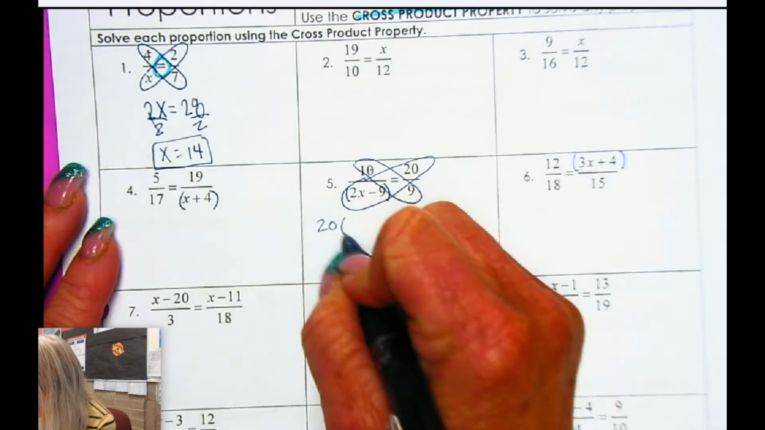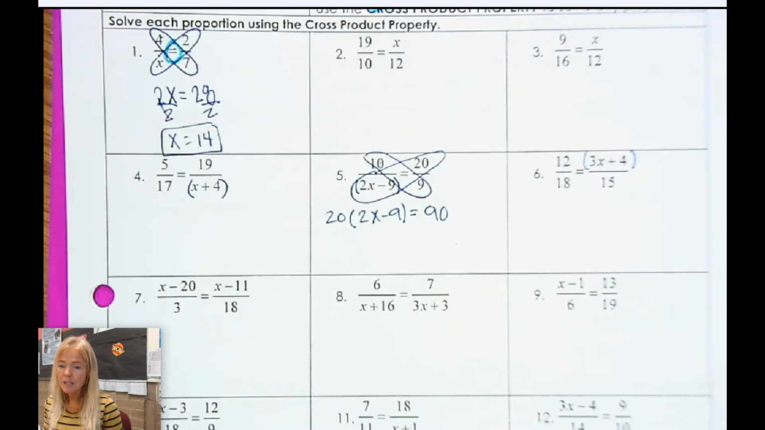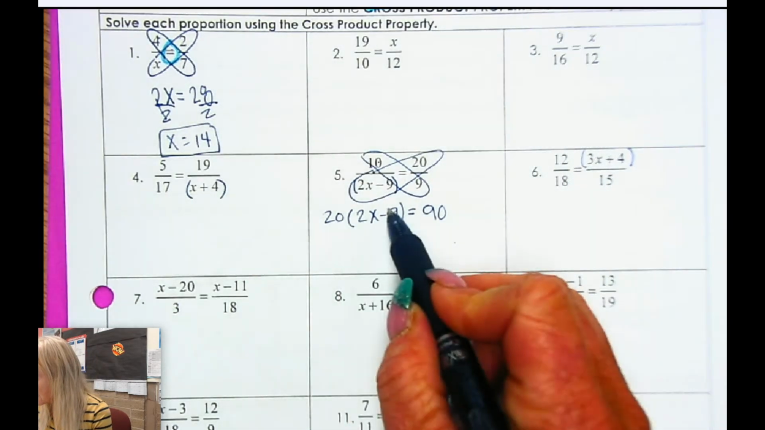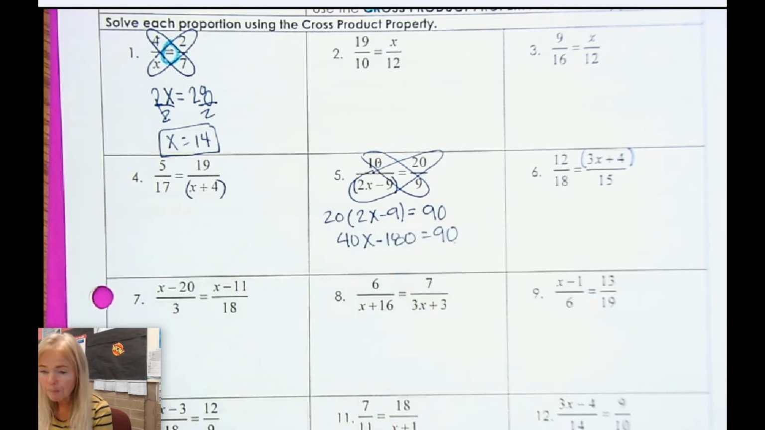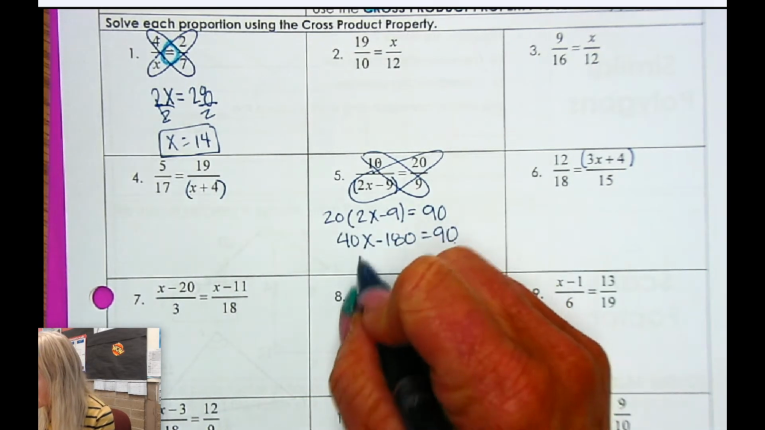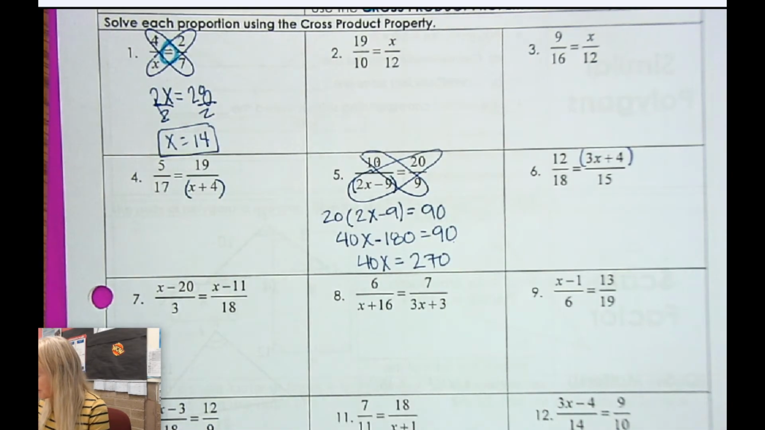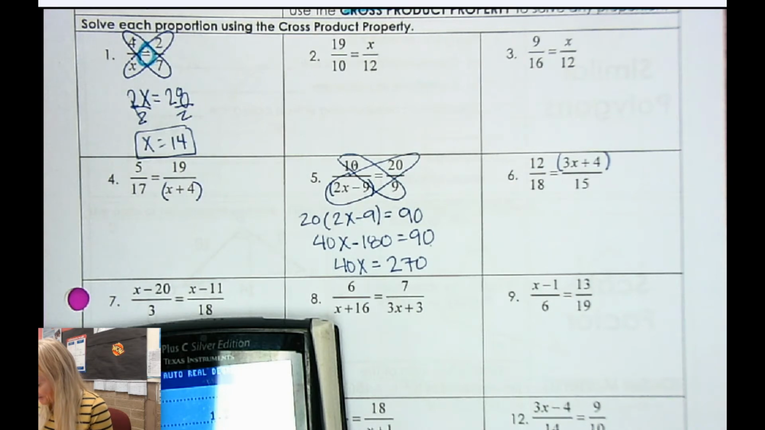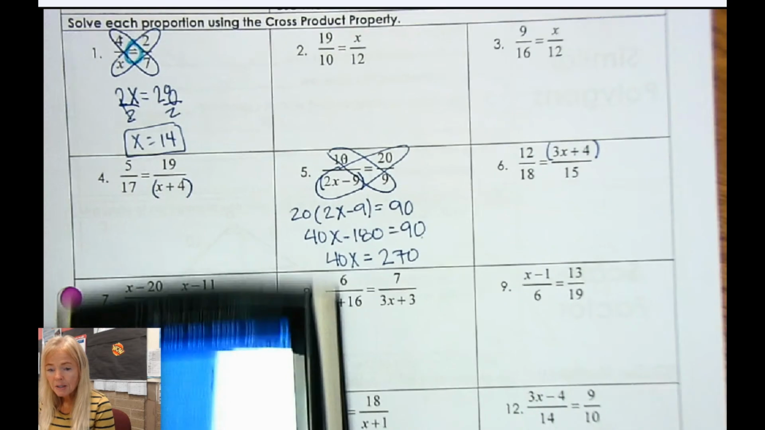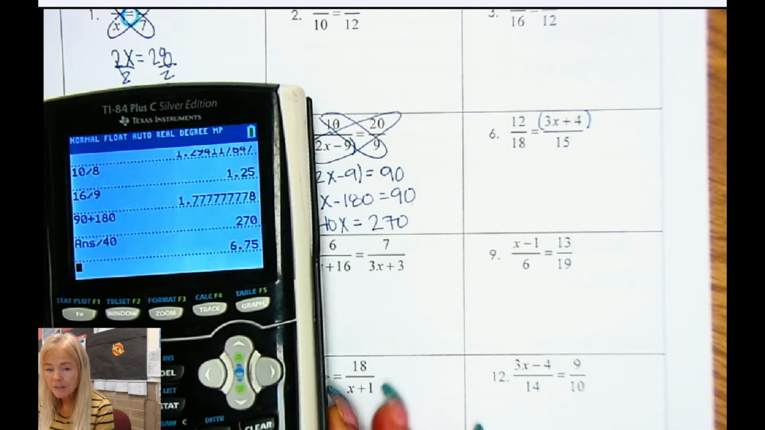So that means 20 times 2x minus 9 is equal to 10 times 9, which is 90. And then you'll multiply the 20 through. So 40x minus 180 is equal to 90. And then add 180. 40x is equal to 270. So I'm going to just use the calculator here. First, I'm going to take 90 and add 180 to just make sure I added that correctly, and then divide by 40. So I have, indeed, 270 divided by 40 is 6.75.